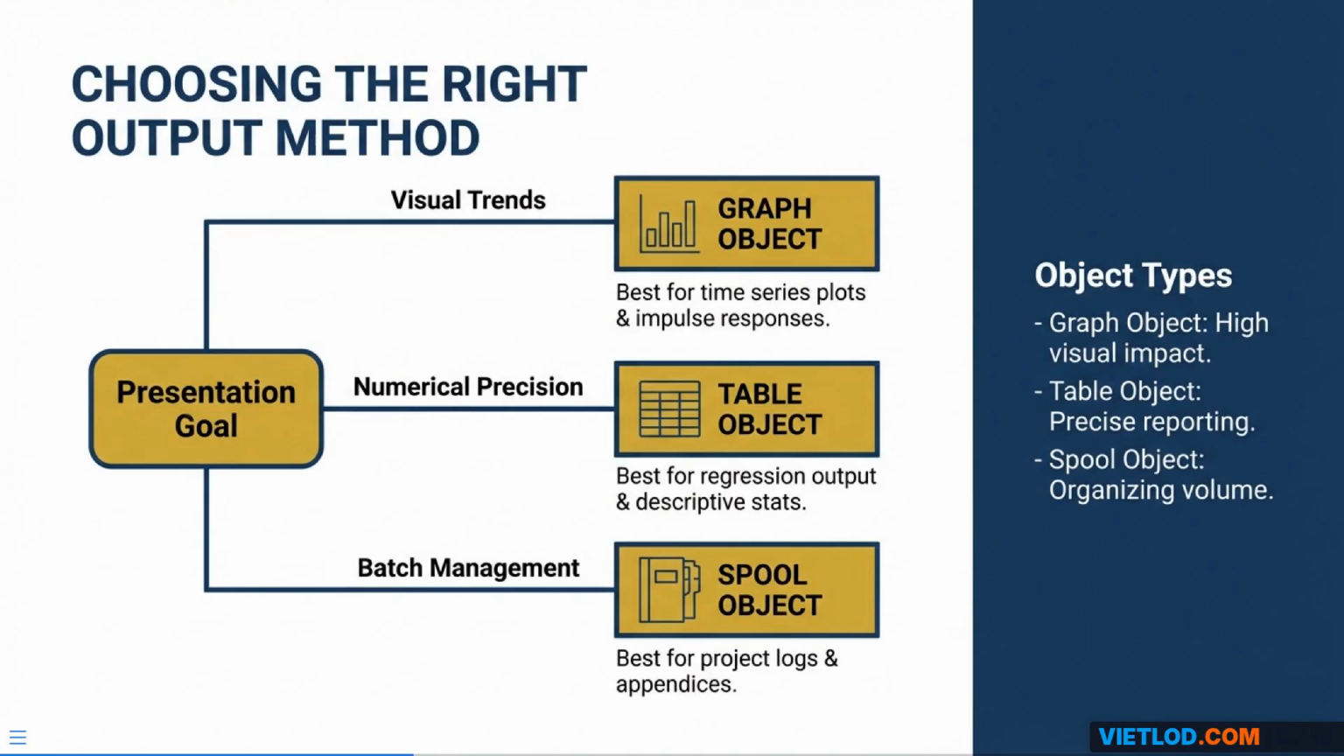For managing a large volume of outputs, the spool object is indispensable. It acts as a container, allowing you to group dozens of graphs and tables into a single file, which is perfect for creating project logs or report appendices. For a term paper on the determinants of wage, you would use a table object for your main regression results, graph objects to show the distribution of residuals, and a spool object to collect all robustness checks in an appendix.